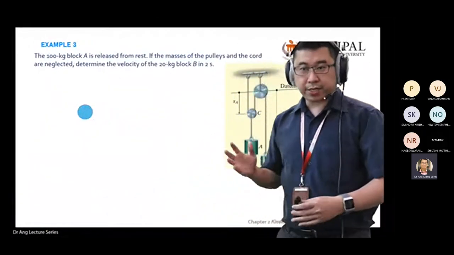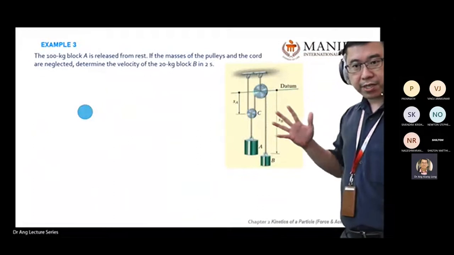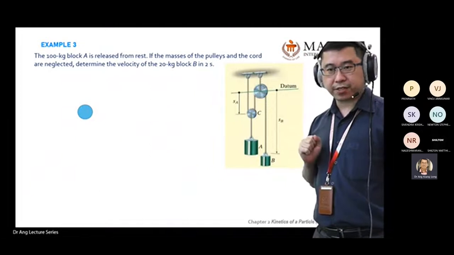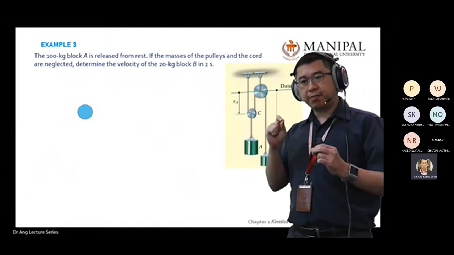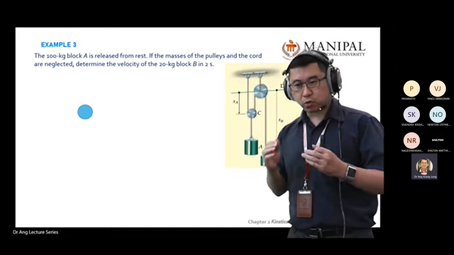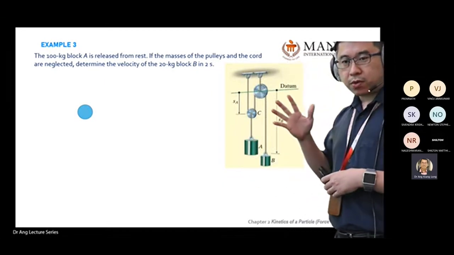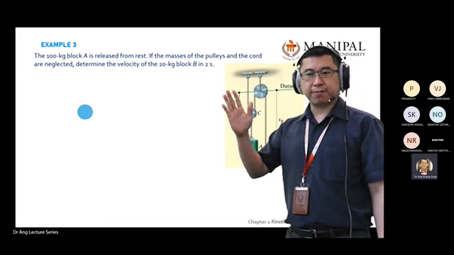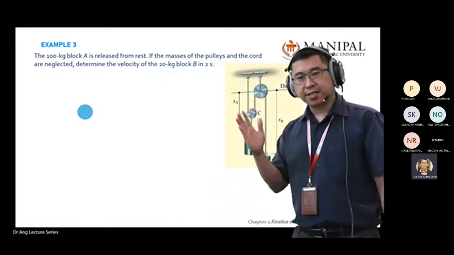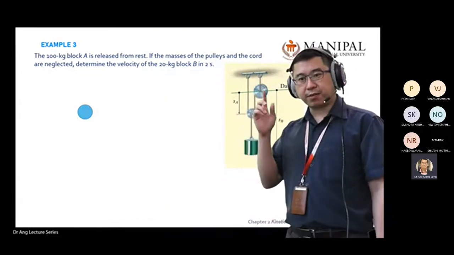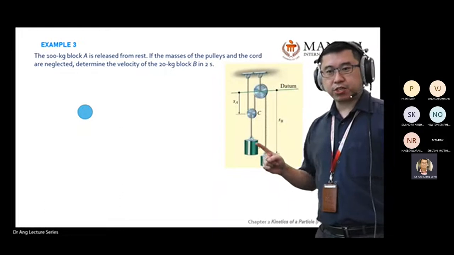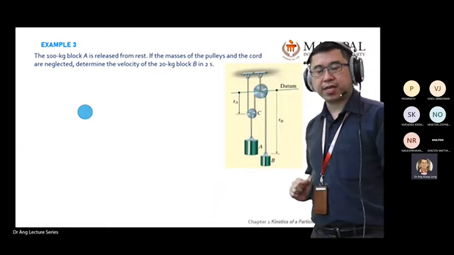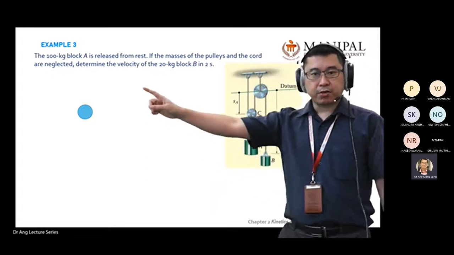Now let's continue our examples. Today we look at the third example, which you have seen in the last section of chapter one, when we tried to find the relationship between two bodies. This chapter applies your understanding from the last section of chapter one, the relationship between two bodies with a pulley. Now you apply it using Newton's second law. Now read the statement.